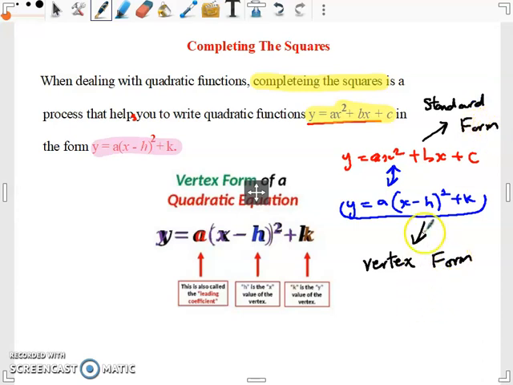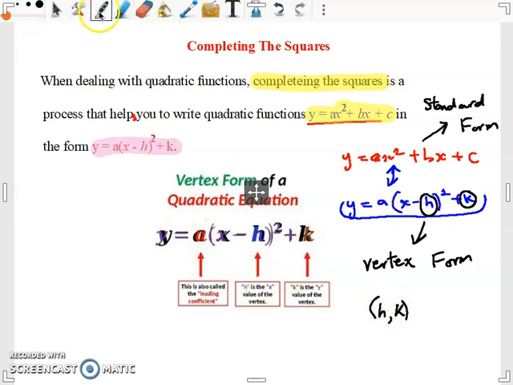And this is called the vertex form because this h and the k are used to form the vertex of the parabola, hk. So those two numbers, you put them together and form the vertex of the parabola.